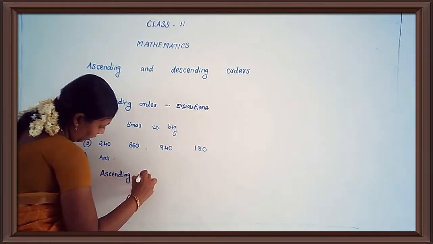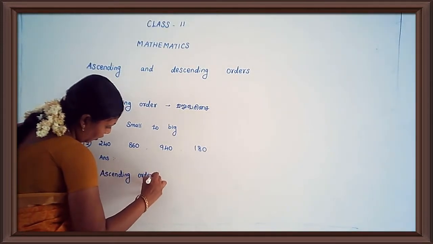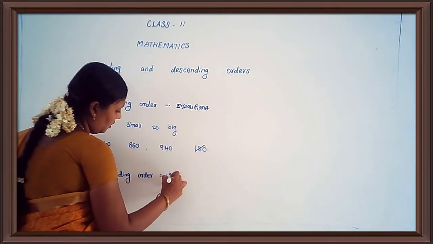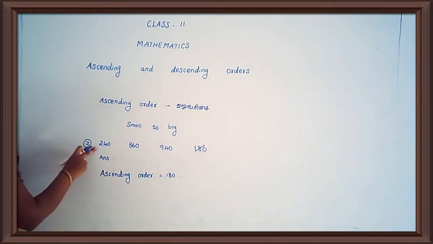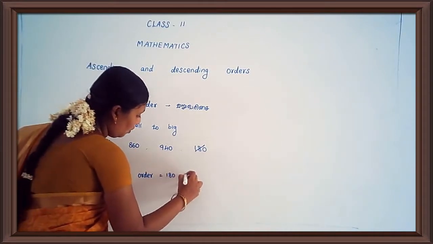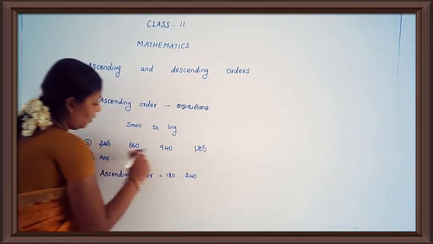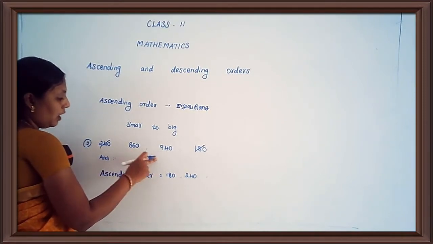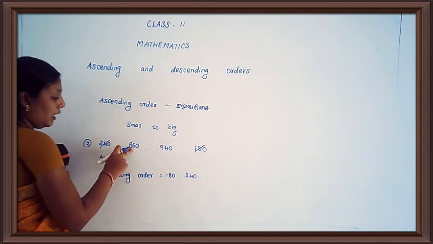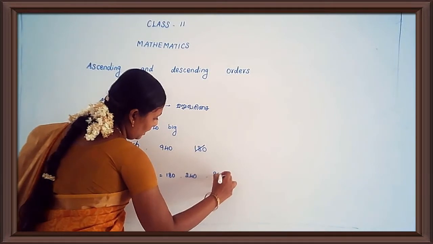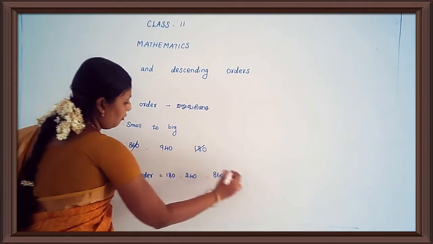Ascending order. The smallest one, 180. The second one, what is this number, ma? 240. 100. What comes after 100? 200. Then you cut and write here 240. Then remaining one, which is smaller? 860 or 940? 860 is the smallest number. So you cut and write 860. Then see the next one, 940.